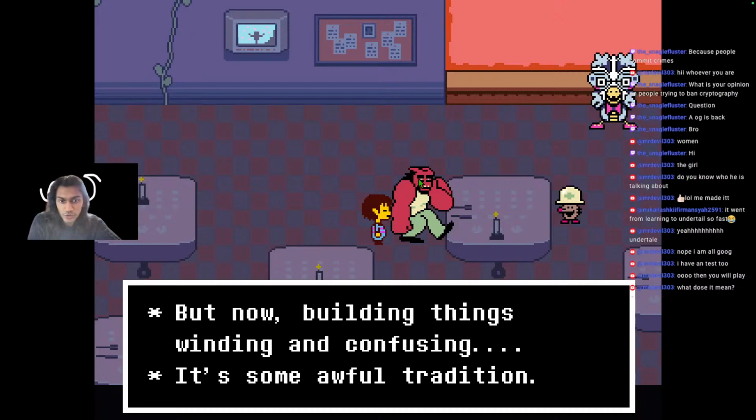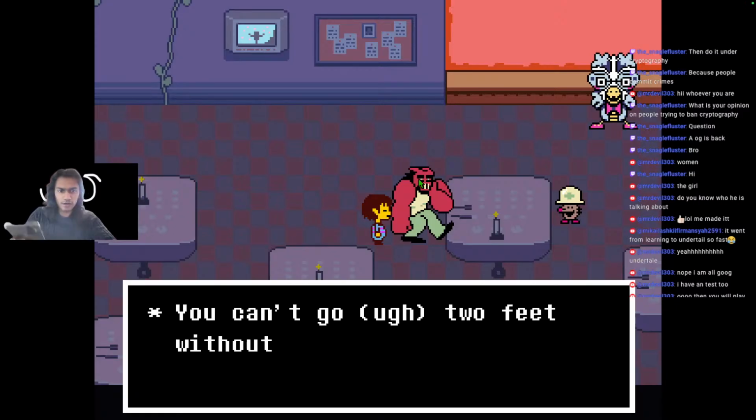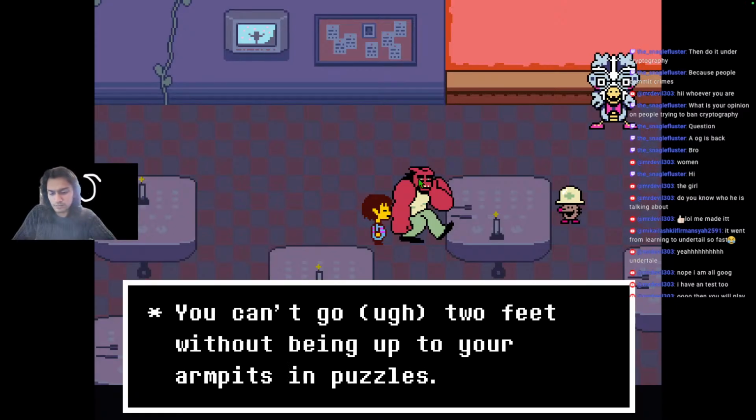Question: what is your opinion on people trying to ban cryptography? Hi, whoever you are. Because people commit crimes. What is cryptography? I heard of the name. Then do it under cryptography. Okay, I'll need to look into it.